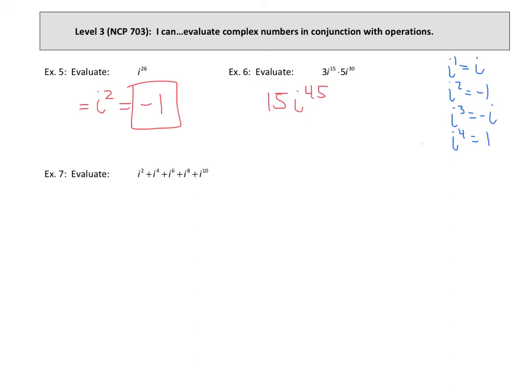Now I'm going to simplify i to the 45th, and I go back over to my 4 i's and figure out which one it's the same as. i to the 45th is an odd power, so it's either going to be the same as i to the first or i to the third. Now I have to figure out, is it one more than a multiple of 4, or one less than a multiple of 4? So if I think about 45, what's the closest multiple of 4? The closest multiple of 4 is 44. And 45 is one more than 44. So it's going to be the same as i to the first power, or just i. So this is 15i.